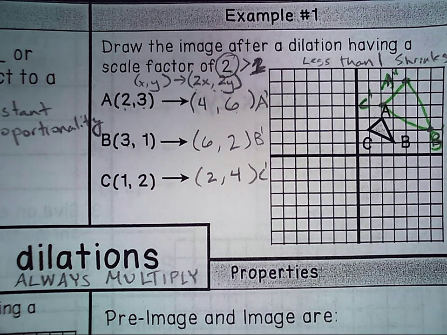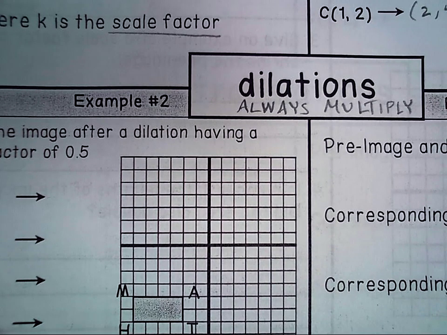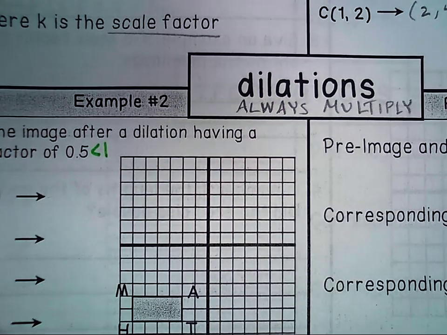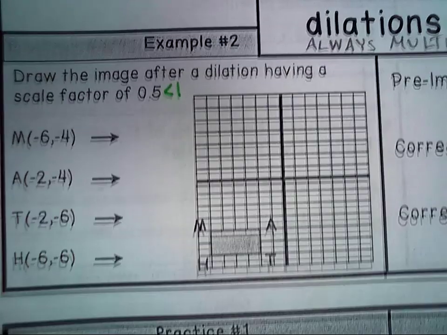Now let me show you another example. Example 2: draw an image after the dilation having a scale factor of 0.5. Well, we already know 0.5 is less than 1, so it will shrink. It's actually going to get smaller. Now, we have this one.